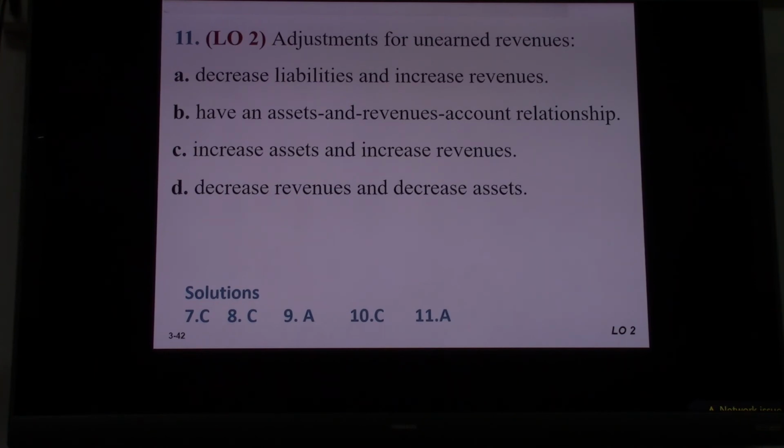Question number 11. Adjustments for unearned revenue. If you remember, the rule for adjusting entry for unearned revenue, you should debit or decrease a liability, which is unearned revenue. And at the same time, you should recognize, you should increase service revenue by crediting it. Thus, letter A, decrease liability and increase revenue, is the correct choice for this question.